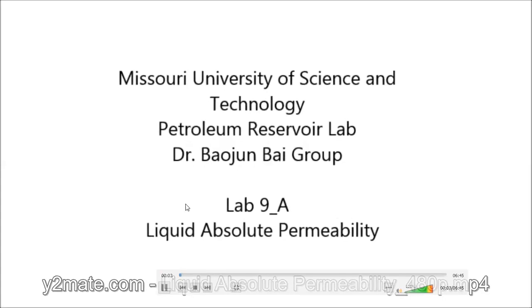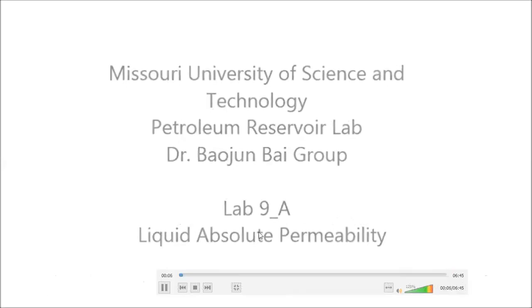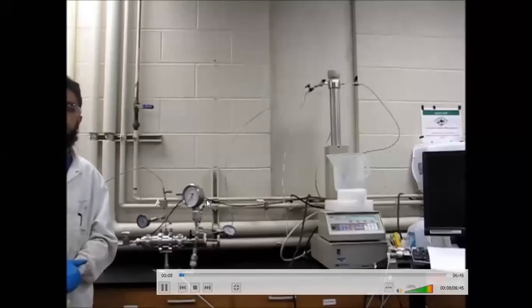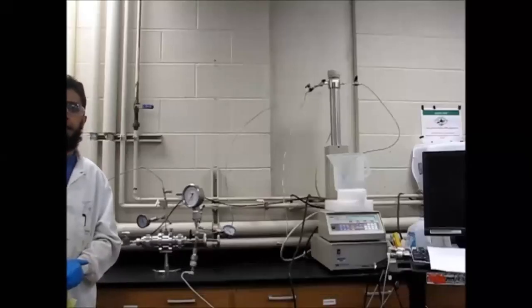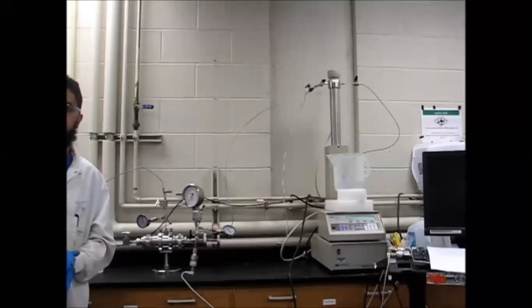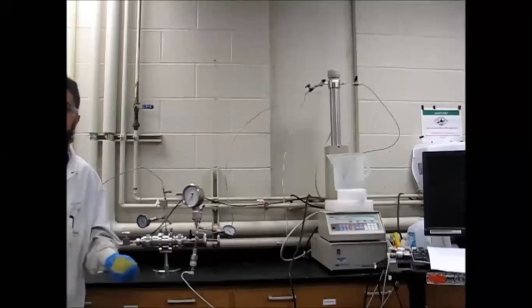They are doing the experiment to find the absolute permeability. Welcome to experiment number 9A, liquid absolute permeability measurement. First, let's understand what permeability is.